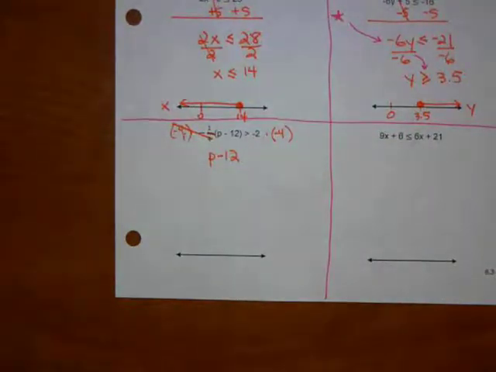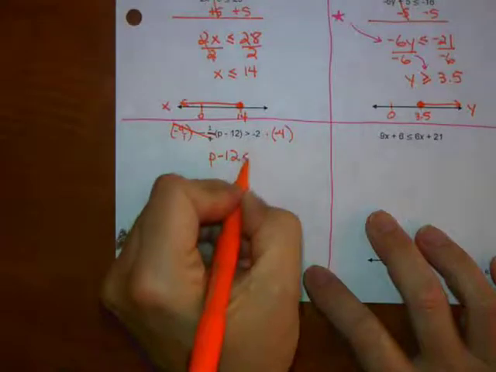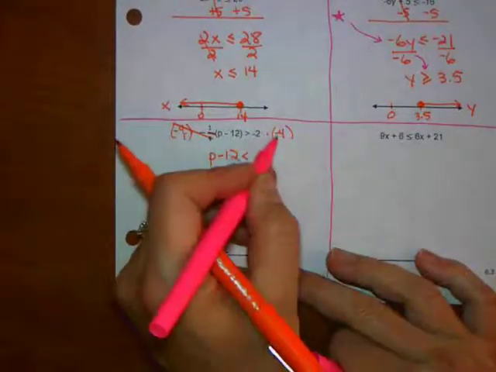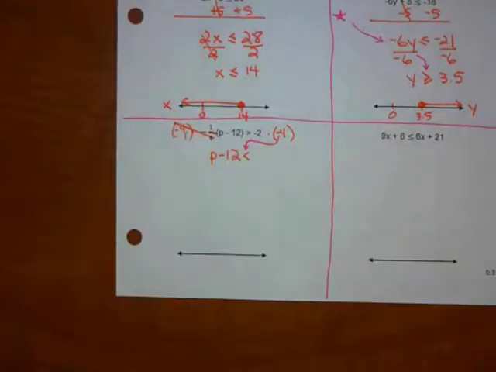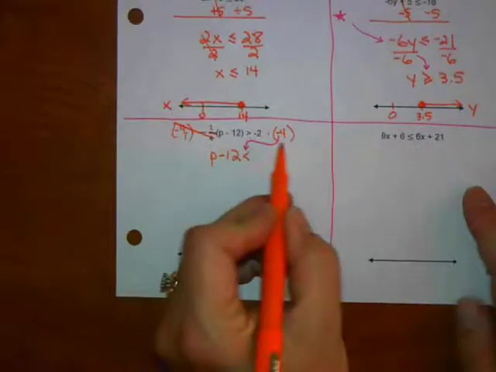But stop. At the same time, I need to do what? Flip the inequality because this was negative. So because this is negative, I got to flip that inequality. Change the direction. Negative 2 times negative 4 is 8.